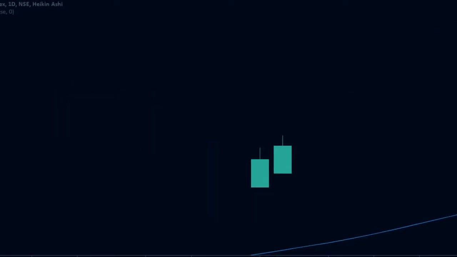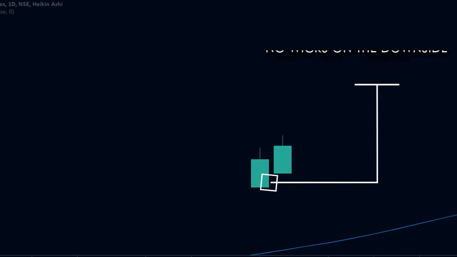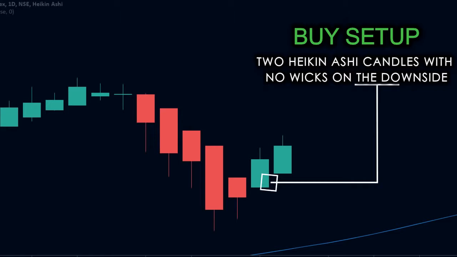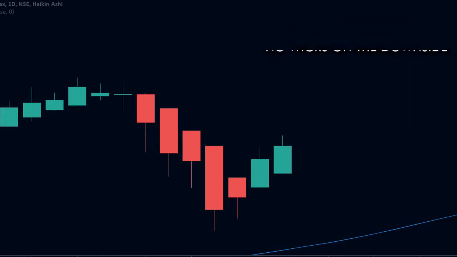This is how our buy setup will look. We have two Heikin Ashi candles here. As you can see, both of these candles are green and have no wicks on the downside. This indicates that there are no sellers present in the market. It is a very bullish sign. When there are two candles with no wicks on the downside, it is a clear sign of buyers' dominance. The important thing here is that we want to see these two candles appear right after the pullback. So, the first two green candles that appear after the pullback should be these two candles.